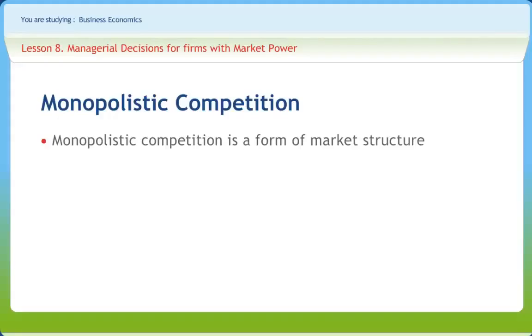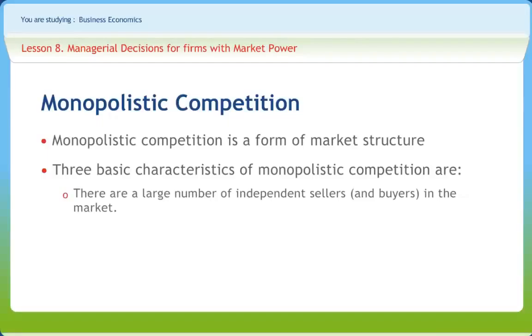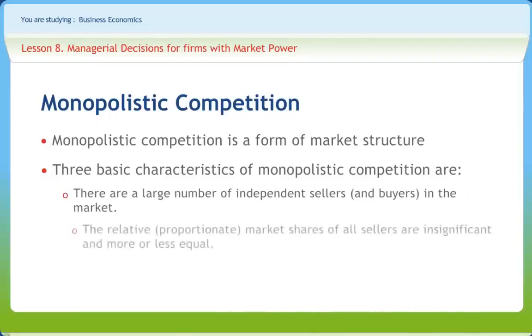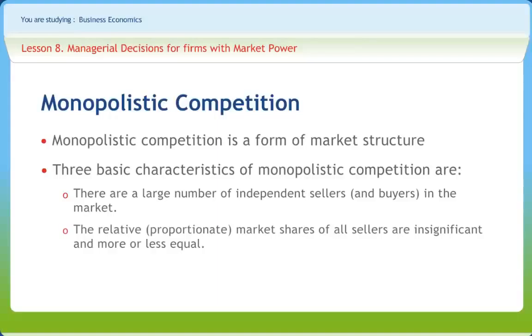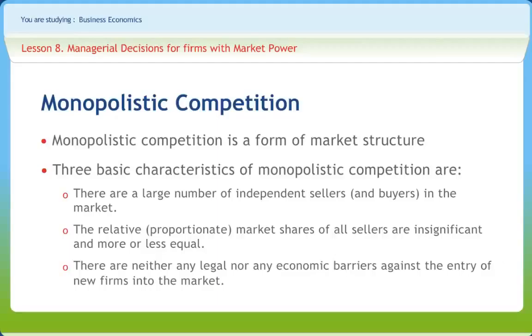In addition to product differentiation, the other three basic characteristics of monopolistic competition are: Number one, there are a large number of independent sellers and buyers in the market. The relative proportionate market share of all sellers is insignificant and more or less equal. That is, seller concentration in the market is almost non-existent. Number two, there are neither any legal nor any economic barriers against the entry of new firms into the market. New firms are free to enter the market and existing firms are free to leave the market. In other words, product differentiation is the only characteristic that distinguishes monopolistic competition from perfect competition.